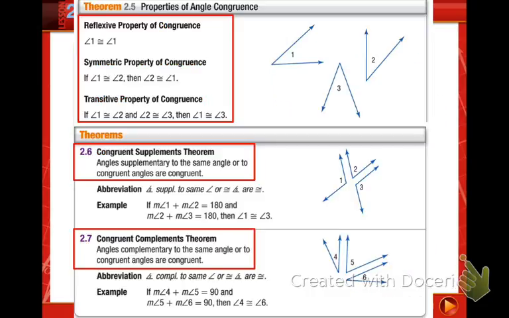So here's some more properties of congruence. These are the congruent supplements theorem and the congruent complements theorem. If two angles are supplementary and two other angles are supplementary, then the first and the last one are congruent. And the same thing for complementary, but just to 90 instead of 180.